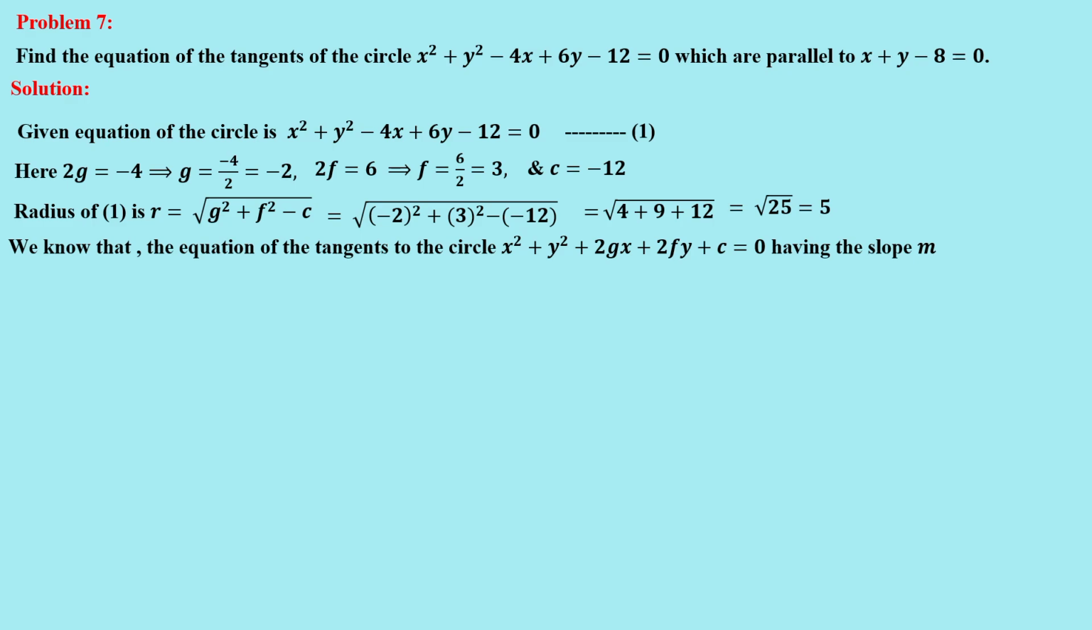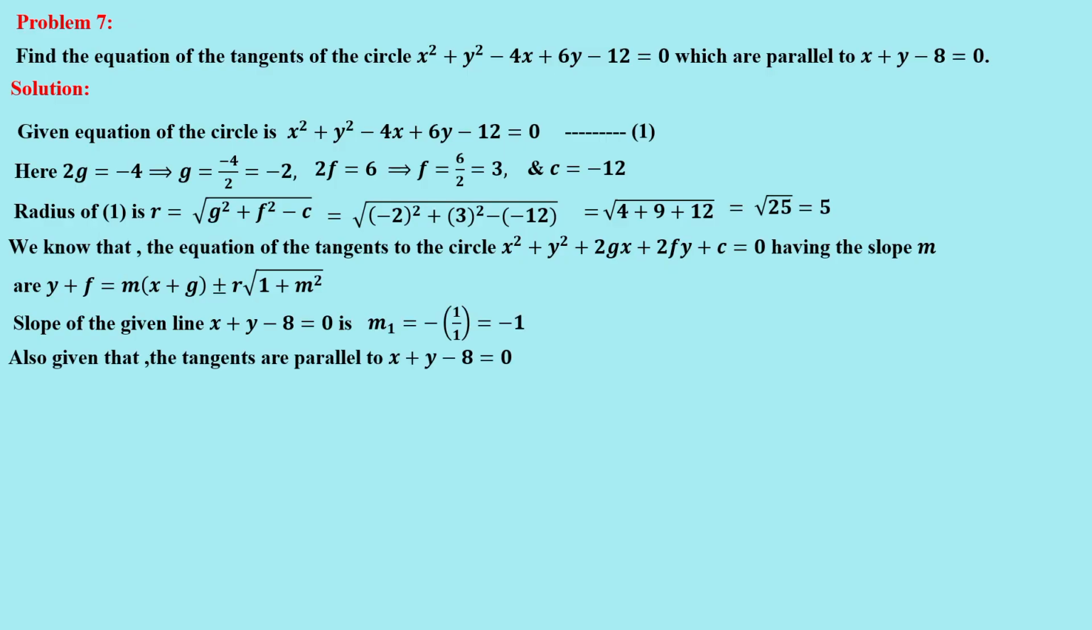We know the equation of the tangent to the circle x square plus y square plus 2gx plus 2fy plus c equal to 0, having slope m. We know the formula: y plus f is equal to m into (x plus g) plus or minus r root 1 plus m square. So the slope of the given line x plus y minus 8 equal to 0 is minus a by b. A is the coefficient of x, b is the coefficient of y. So minus 1 by 1, that is equal to minus 1, right?